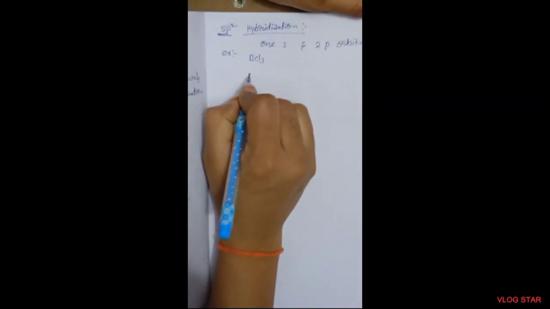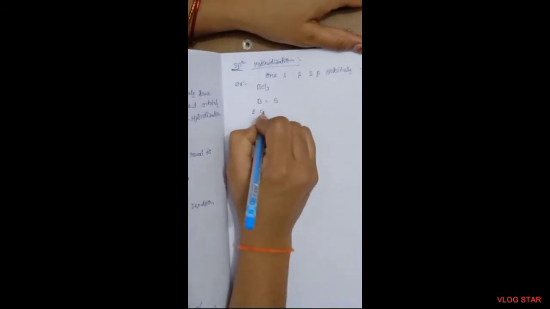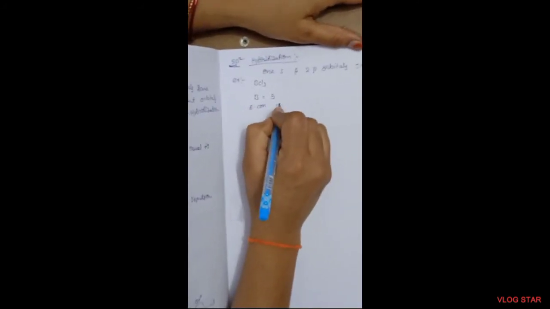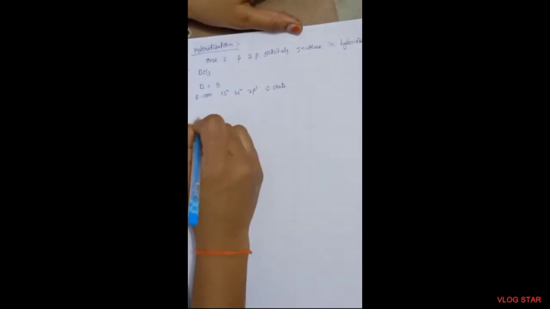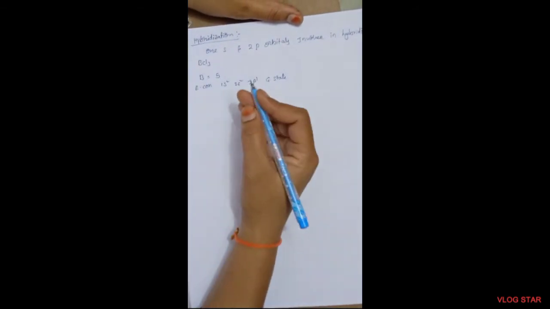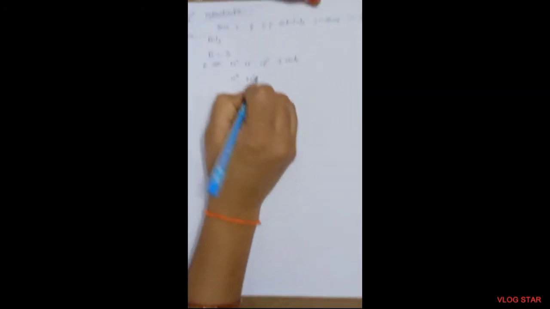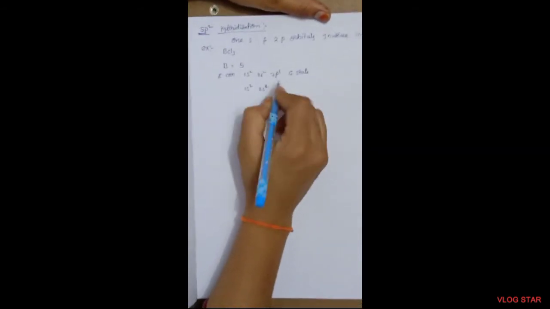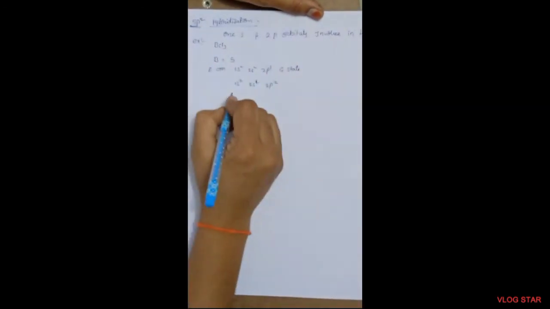The atomic number of boron is 5. The electronic configuration of boron is 1s2, 2s2, 2p1. It is the ground state electronic configuration. When it goes to the higher excited state, the configuration becomes 2s1, 2p1, 2p1.